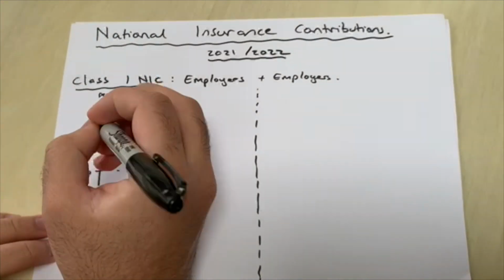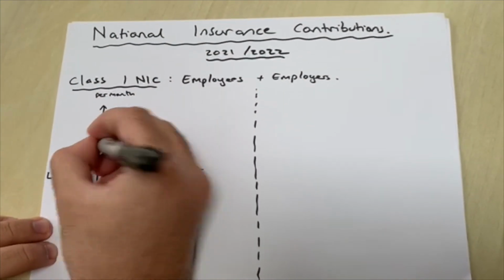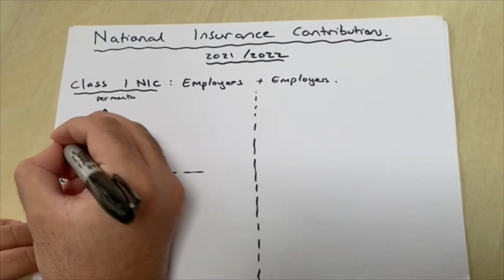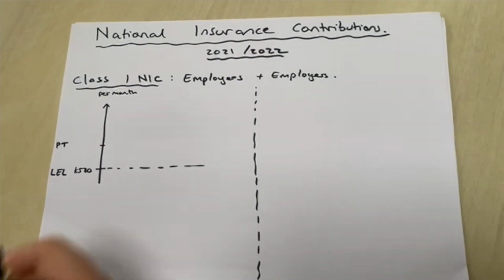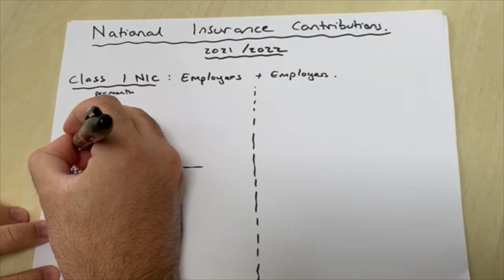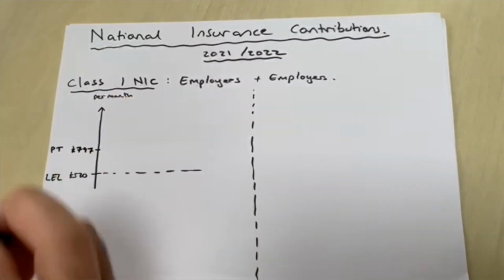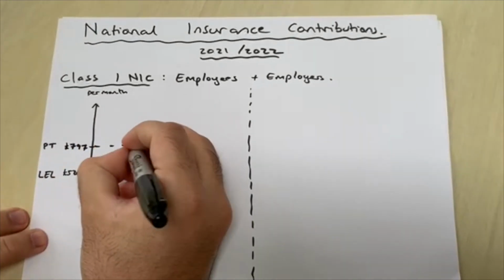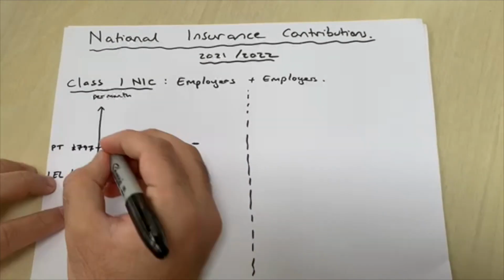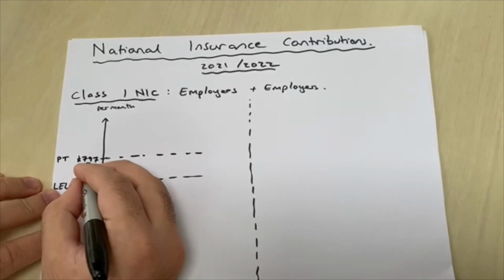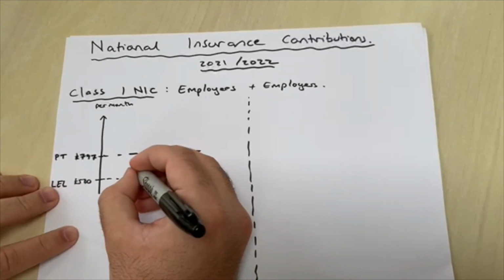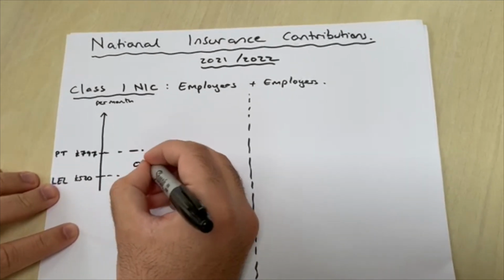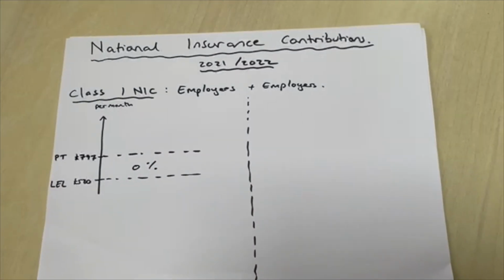If we move on to the next threshold, it's called PT, the primary threshold, and the new rate is £797 per month, and that is up £5 from last year. So if you earn anything below £797 per month, you will not pay any national insurance contribution.